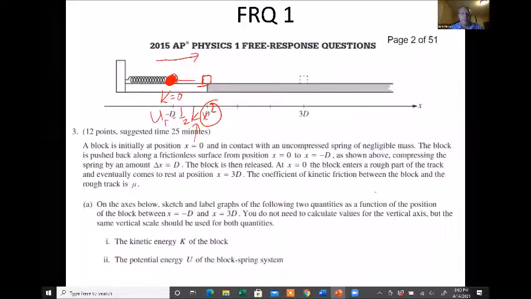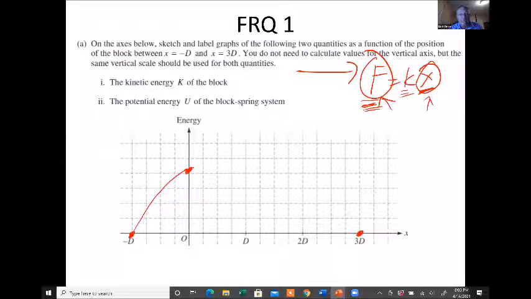Let's go back to the prompt for a second. It says it comes to rest at position 3D. Comes to rest means that it's stopped, right? Mm-hmm. So if it's stopped, that means it has 0 kinetic energy. So it does need to drop all the way back down to the 0 line. That's where we need to end. But my question is, how do we connect this point to this point? What kind of shape should we use to connect those 2 points? Parabola or a line?